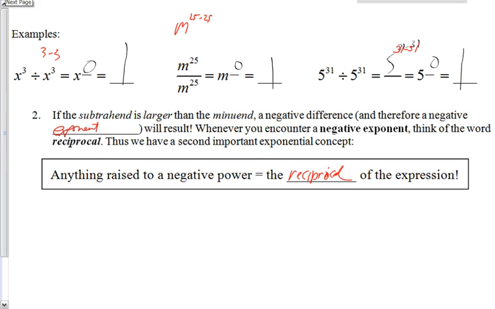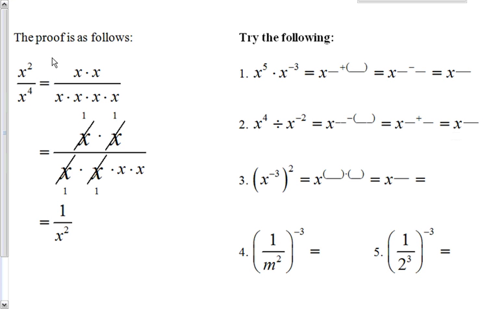So, here's an example: x squared over x to the fourth. If you do it the old-fashioned way, the x's cancel out, and you get 1 over x squared. Well, if I take the difference, you get x to the negative 2. These two better be the same, right? Notice the reciprocal of this is like x over 1 to the negative 2, so that flips. Think of it that way, okay?